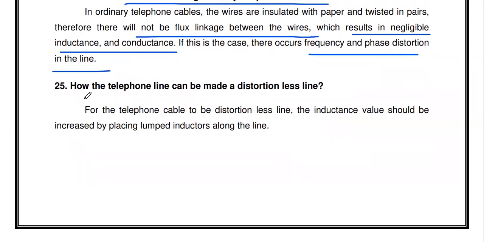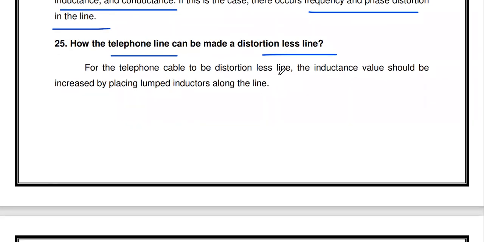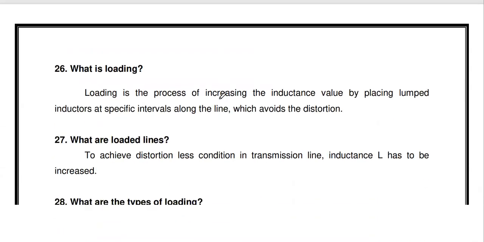Then how can the telephone line be made a distortionless line? In order to make a telephone line distortionless, the inductance value should be increased by placing lumped inductors along the line. If you want to make the telephone line distortionless, we have to increase the inductance value by placing additional inductors along the line. Okay, this is the concept.